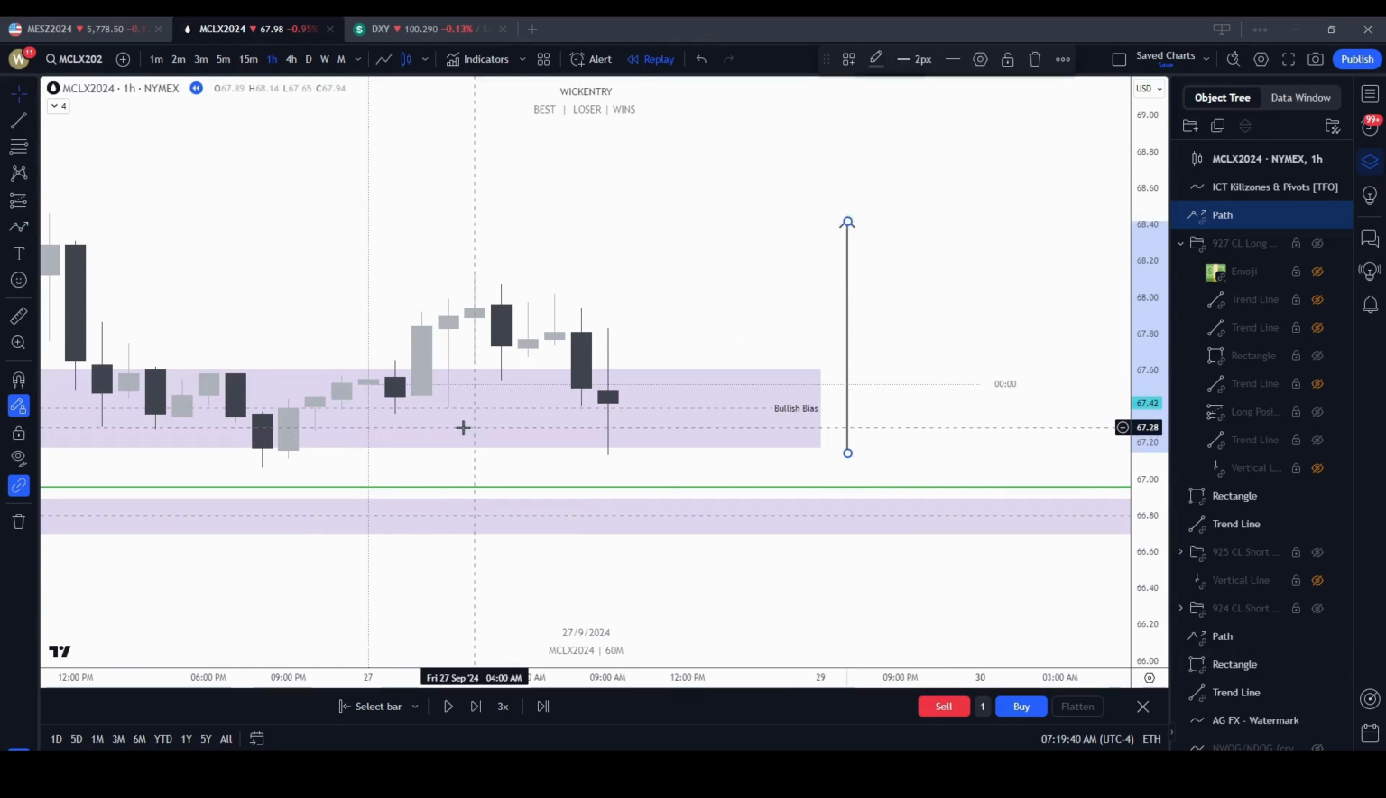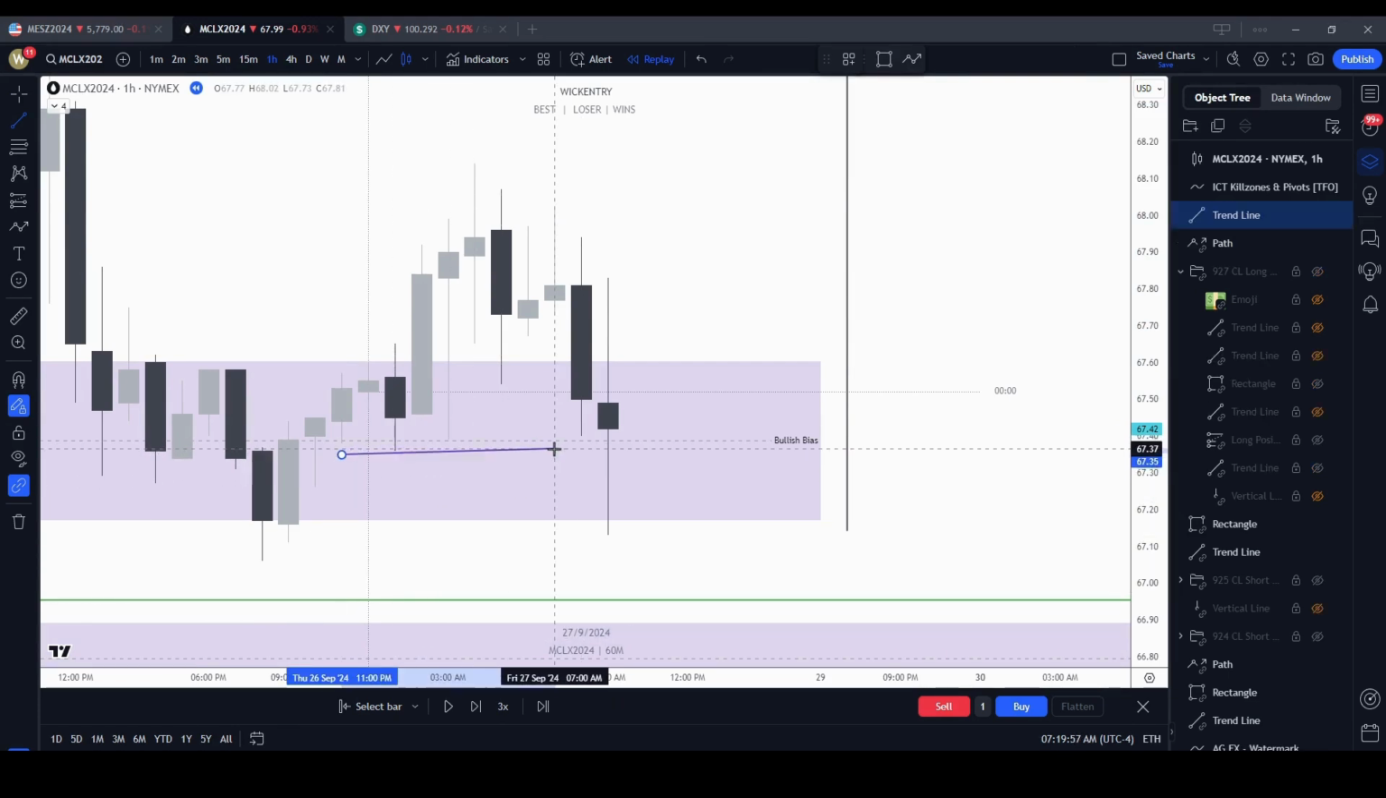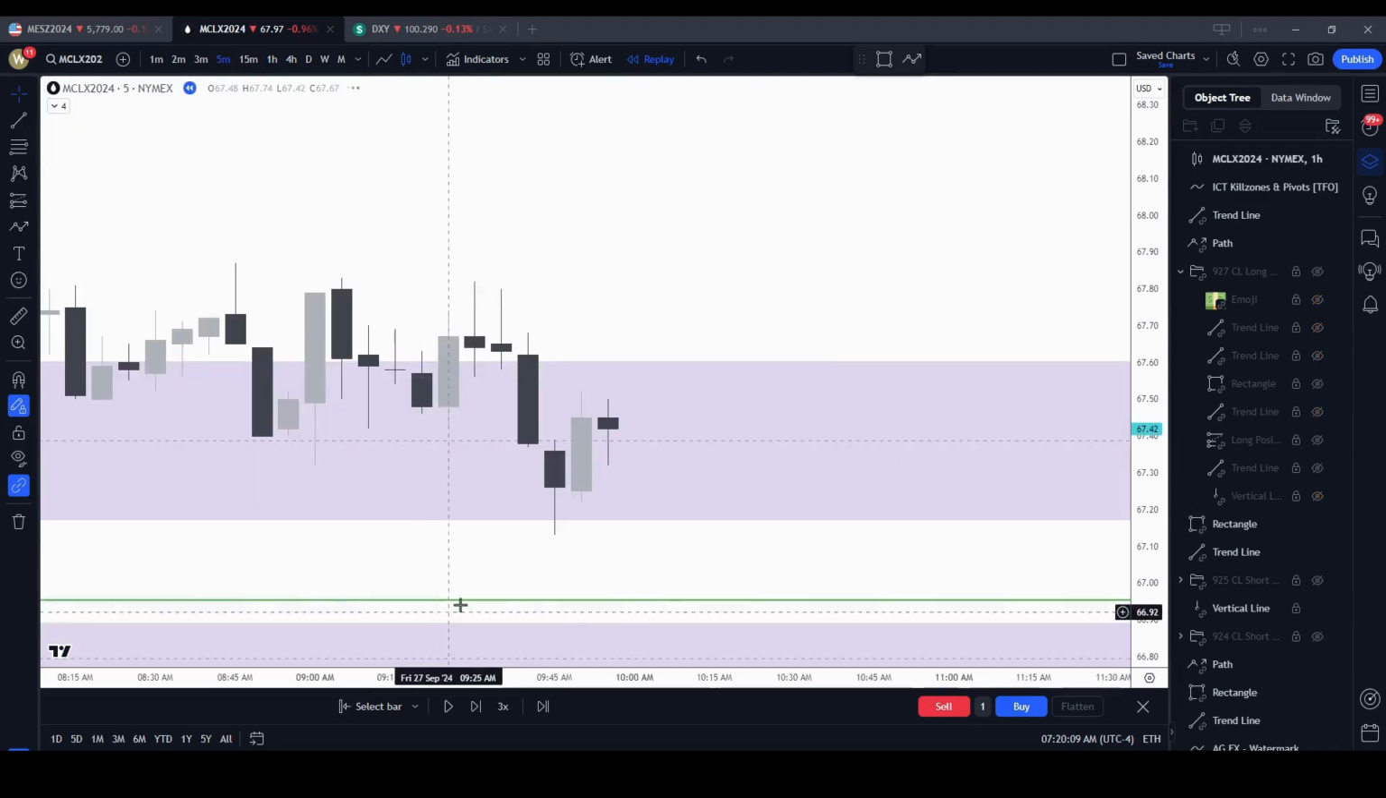What I like to see at the opening time is a sweep of a low or entering into a fair value gap, a bullish fair value gap. So it looks like at this time we had a sweep of a low right here. So what I would do once I get the sweep of the low at the opening time, drop down to the 5-minute time frame and look for our entry function.